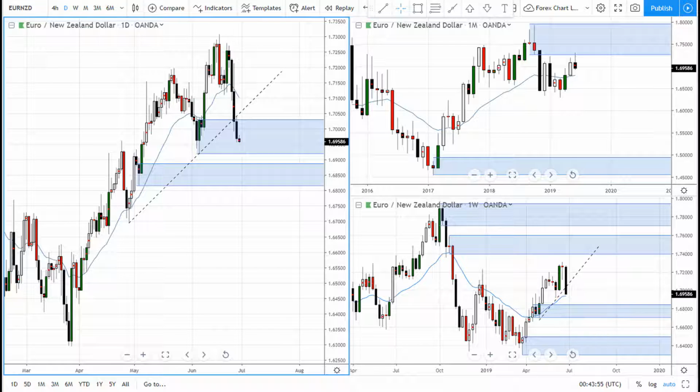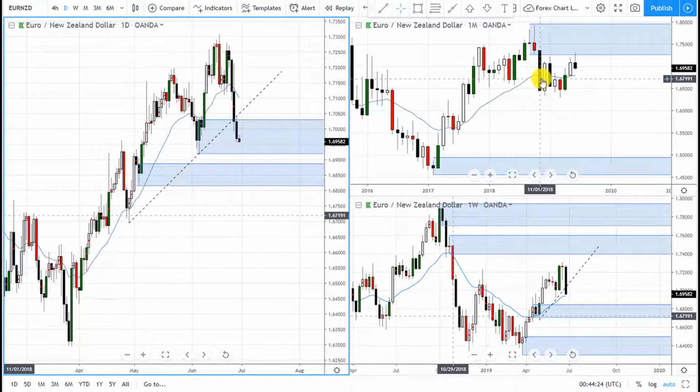Apart from that, let's get right to evaluating the charts. Okay, let's take a look at the euro dollar versus the New Zealand dollar. This is the daily chart. This is the weekly chart. This W here and this chart here is the monthly.